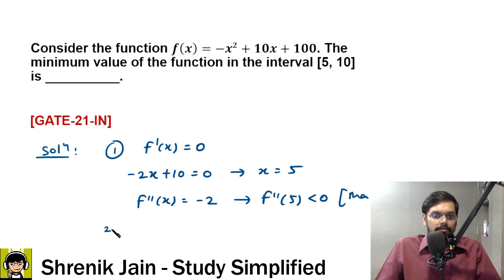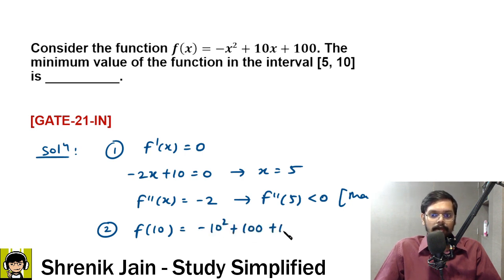Then what do we have to do? Sir, we have to take the help of the corner points. Check it out. 5 has already failed. So now we have to check for 10. So f of 10, anybody in the comment section? Sir, f of 10 is equal to minus 10 square plus 10 into 10, which is minus 100 plus 100. So minus 100 plus 100 is gone. 100 is left. So this is your minimum value.